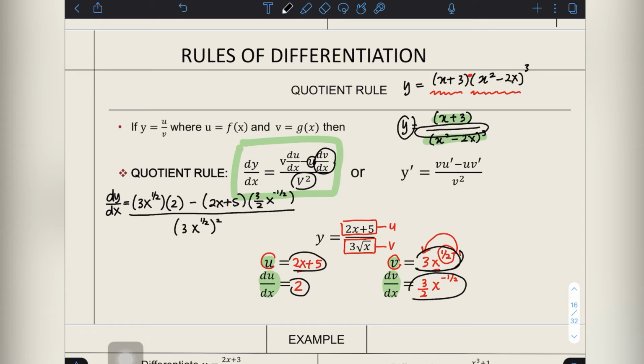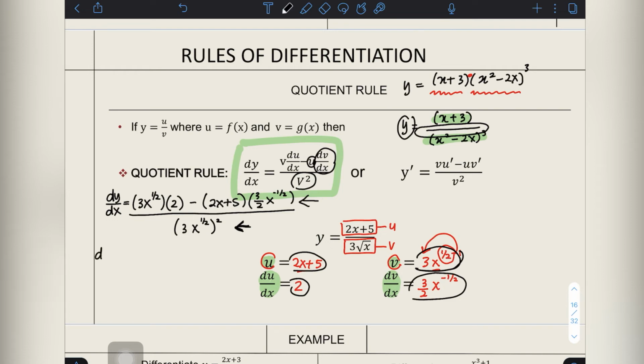So the tip for you to solve this, the differentiation by quotient rule, is no need to do anything to the denominator. Let it be like this. What you need to do, you only need to simplify the numerator, the one on top. The one in the denominator, let it be like that. No need to simplify or whatever, but you need to simplify the one on top, which is the numerator.